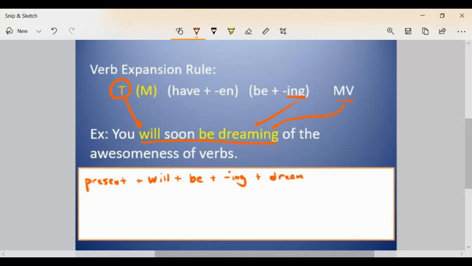So when I deconstruct it, there was no place for the word soon. And I just simply can't add that in here because it's not part of the verb string. There's no place to say, hey, any extra words, just kind of chuck them in there. You can't put the word soon in the verb string because it's not part of the verb expansion rule.